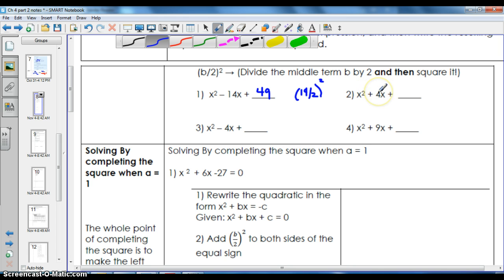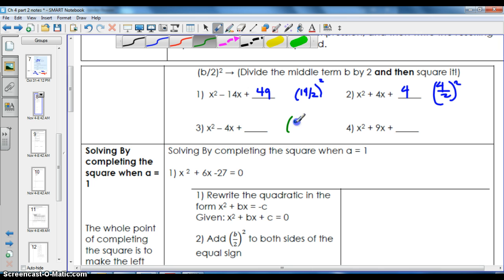It doesn't matter the sign because you're going to end up squaring it, so it's going to be positive no matter what. So you can just take that b. You don't have to do the opposite. So 4 divided by 2, and then that would be 2, and then we square it, and 4 is our magical number. All right, you try number 3 on your own.